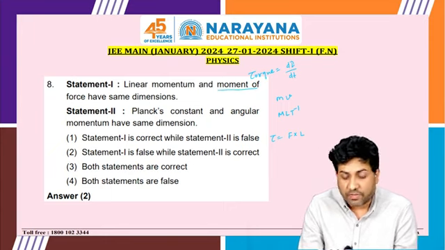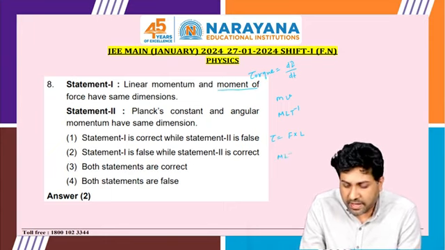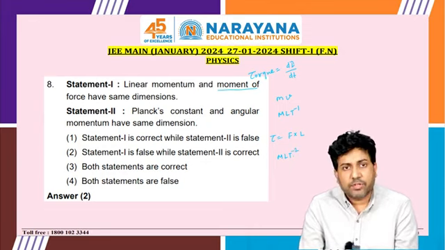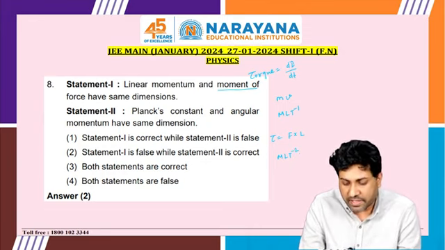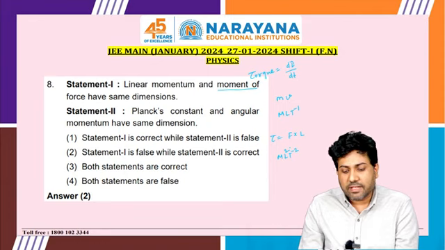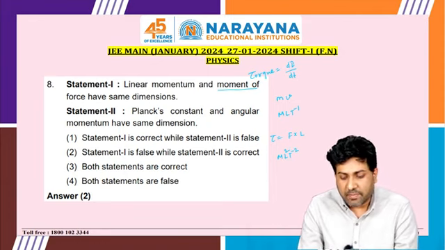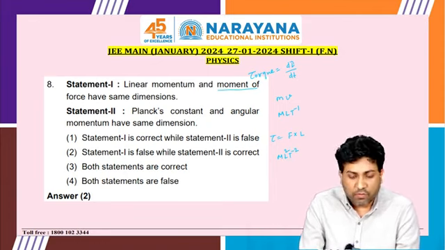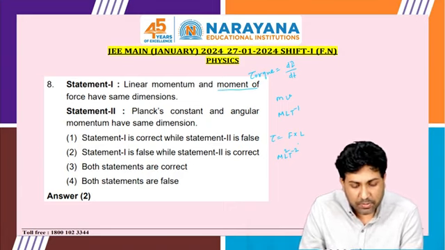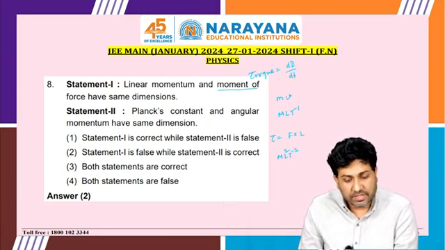R has the dimension of length, so I will write MLT^-2 as the dimension of force, and the dimension of L is obviously L. So I will get the dimension of torque as ML^2T^-2. Obviously these two dimensions are unequal, so statement 1 is definitely false.